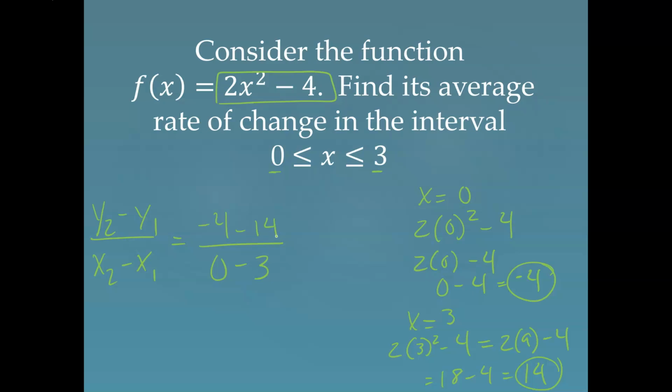Okay? So -4 minus 14 is -18. 0 minus 3 is -3. So then I'm going to say -18 divided by -3, which will give me a positive 6. So the average rate of change on this interval is 6. Okay?